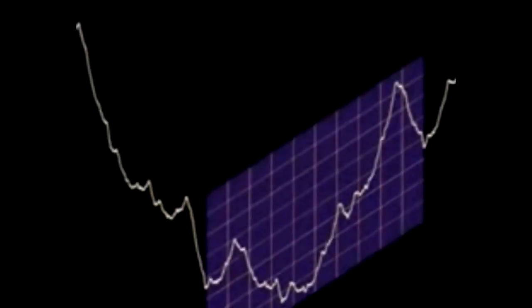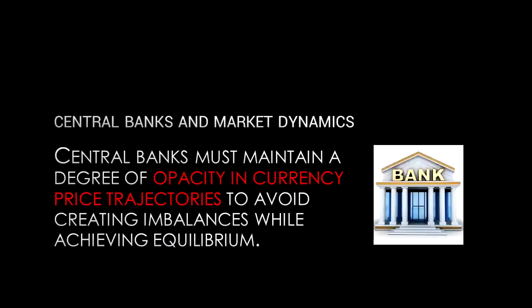Market fluctuation is a stochastic process in perpetual motion, meaning price movements are inherently chaotic and difficult to predict with precision. One key factor in Forex is the role of central banks. Central banks, by their nature, must maintain a certain degree of opacity in currency price trajectories to avoid creating a new imbalance while trying to achieve equilibrium. If all market participants could accurately predict a currency's appreciation to a specific level, the equilibrium point would be compromised by their own actions due to the inefficiencies of central banks. This dynamic creates a market environment where absolute predictability is not only difficult, but also macroeconomically undesirable.